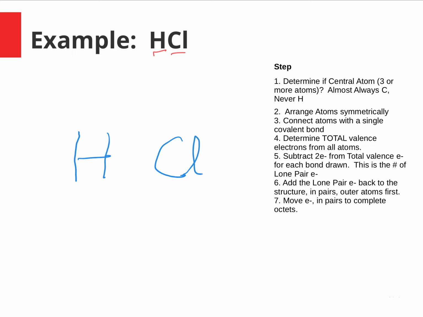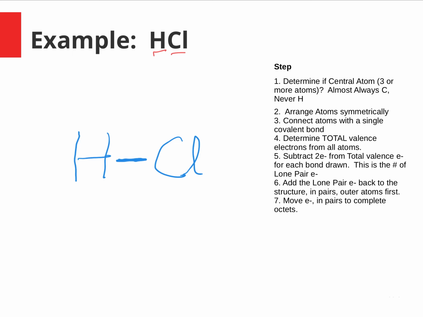Okay? Now, when we do that, we're going to connect them with a single line. And there it is. Now I'm going to change color to represent the electrons. Now it says determine the total valence electrons.